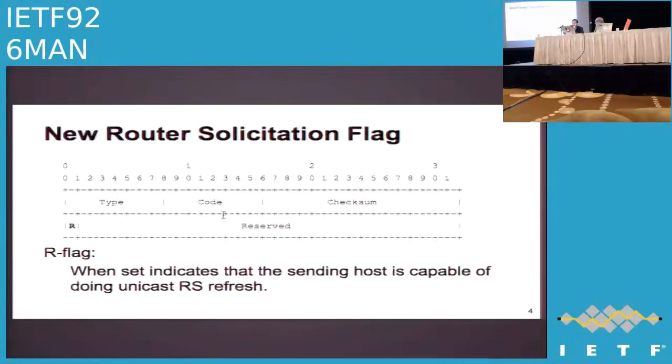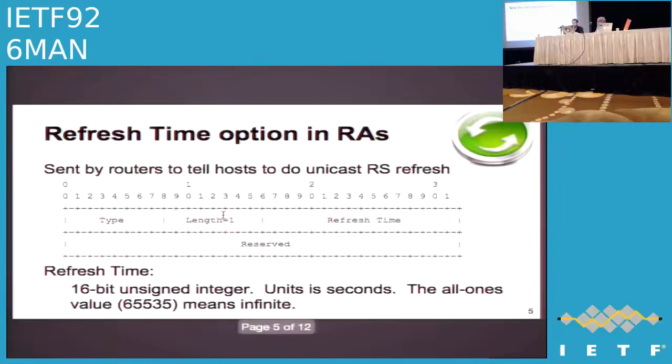Next. So the actual meat in this spec is two pieces. One is a flag in the router solicitation that basically says this host is capable of doing unicast RS refresh. And the other thing is that there's an additional option in the RA that says if you're capable of doing unicast RS refresh, here's the frequency by which you do that. And you can even set it to infinite, meaning never talk to me again. I don't know why I put that in there, but next.